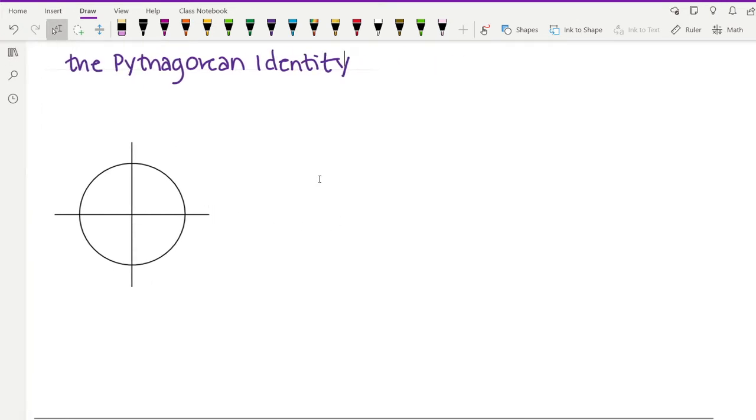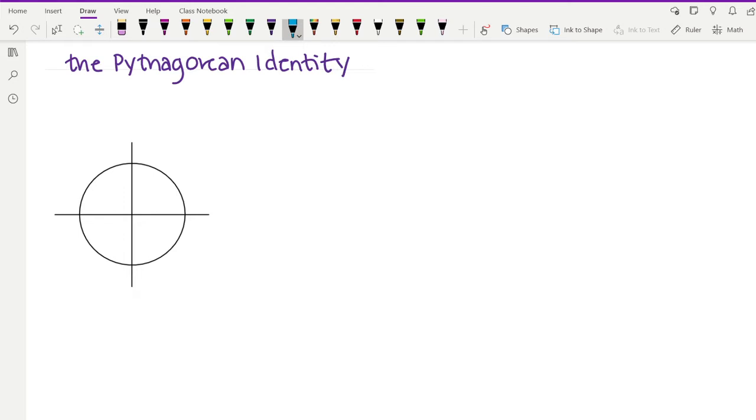Okay, so what is the Pythagorean identity? So like I said, this is going to be a relationship between sine and cosine. And I'll explain a little bit later what exactly the word identity means. But it's going to be a relationship between sine and cosine that we're going to come up with just by thinking about the equation of the unit circle and then the relationship between sine, cosine, and the unit circle.